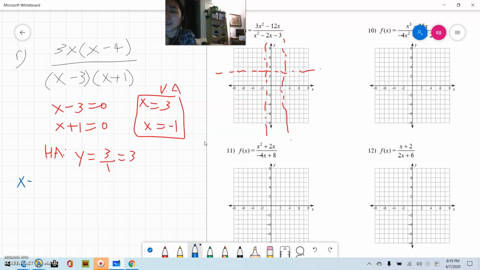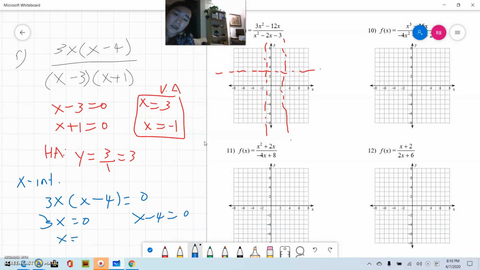Because to find the x-intercept, we need to set 3x times (x minus 4) equal to 0, right? So either 3x has to equal 0 or x minus 4 has to equal 0. So x is either 0 or 4, right? So that means my x-intercepts are (0, 0) right here and (4, 0) right there. So without plugging in, my guess of this graph is something like this. And then I think here it will be something like this that goes through (0, 0).